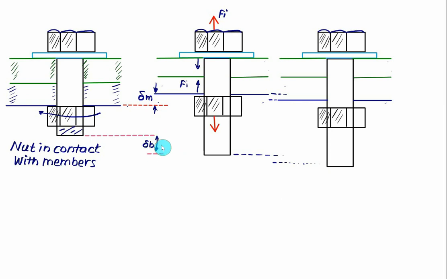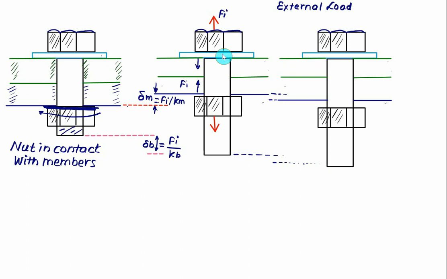And we know here that the value of delta b is the same as the initial load Fi divided by the stiffness of the bolt, Kb, and the value of delta m is equal to Fi divided by the stiffness of the material, which consists of the top washer plus the bottom washer plus material A and B. Now we'll apply here the external load.